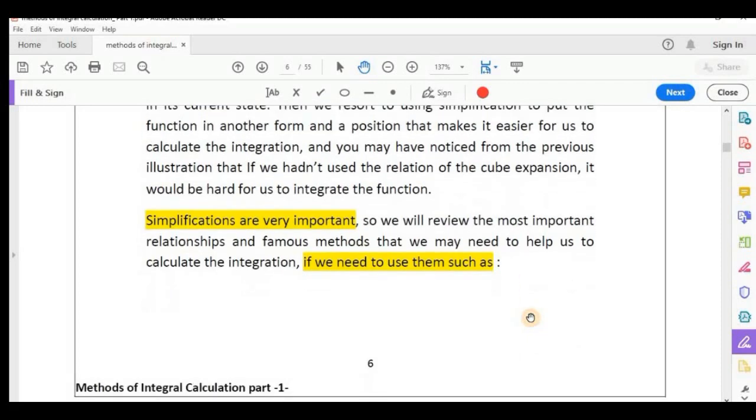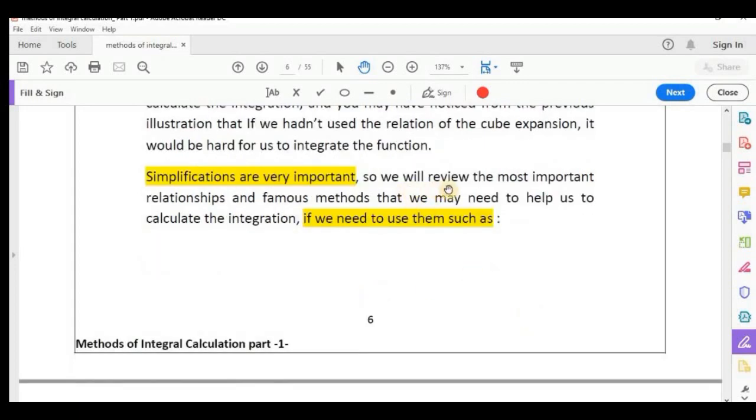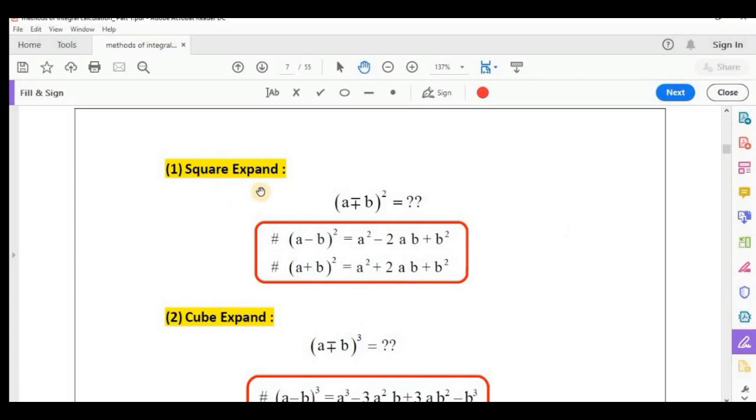So simplification is very important if we need to integrate some function. We use it to put the function in a different form to make the integration easy for us. So we will review the most important relations and famous methods that we may need to help us calculate the integration. First one, square expand. You see, (a minus b) to the power 2. This is how we expand it. And be careful with the minus, and if it is a plus, it will be all plus. Just be careful to notice the plus.